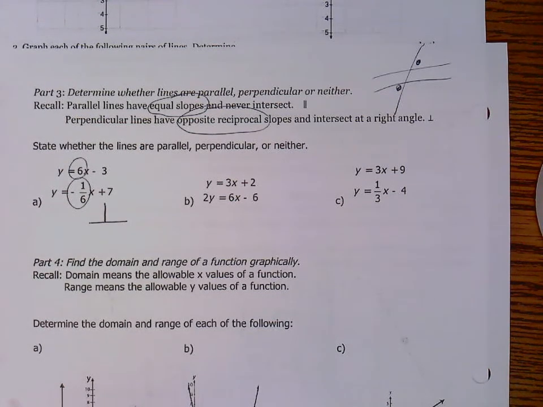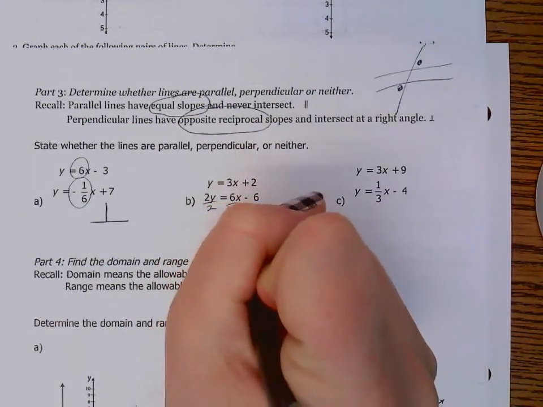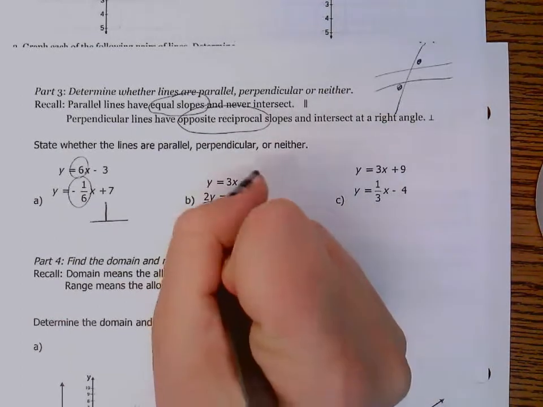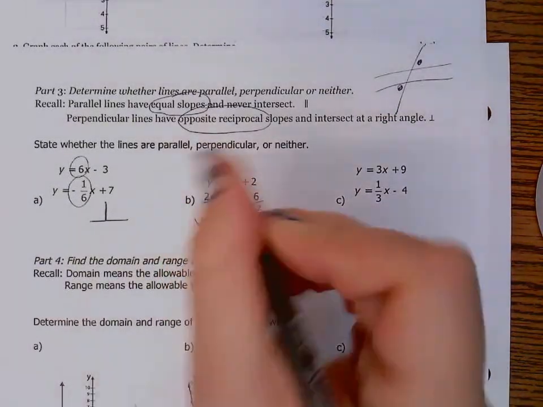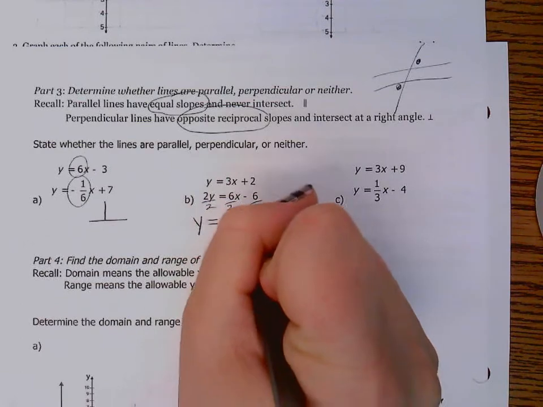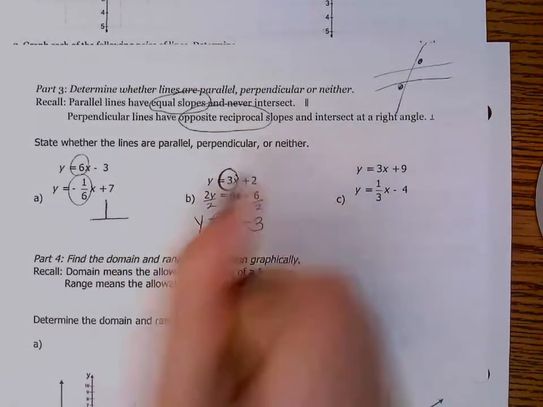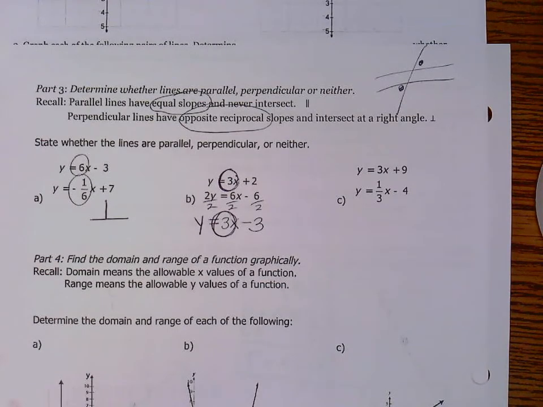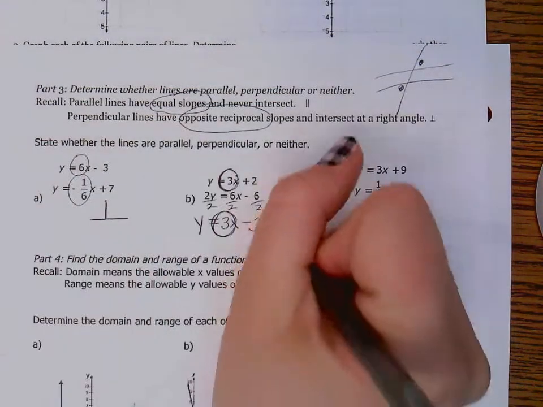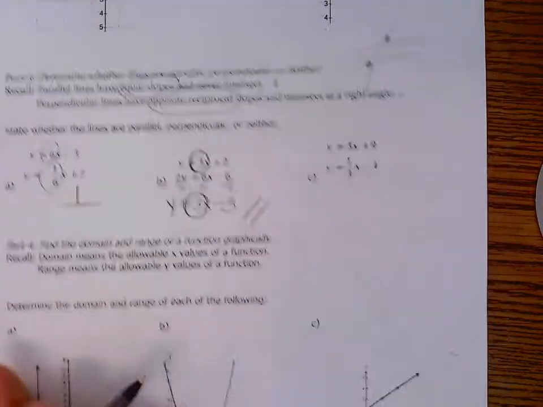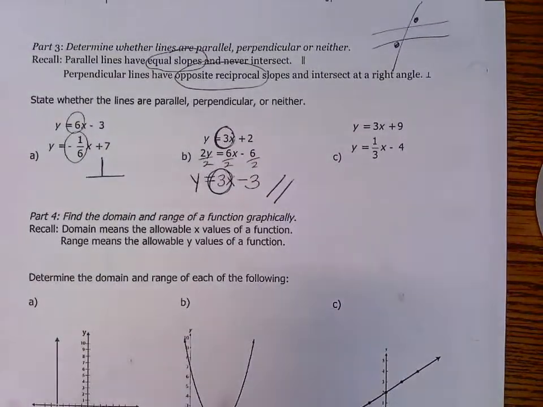Part B, I cannot tell yet. Before I can determine this, I need to divide through by 2 so that my equation says y equals 3x minus 3. So now I can look at this 3 and this 3, and what's my conclusion? Parallel, right? Equal slopes are parallel. They will never intersect. And now this is in slope-intercept form.